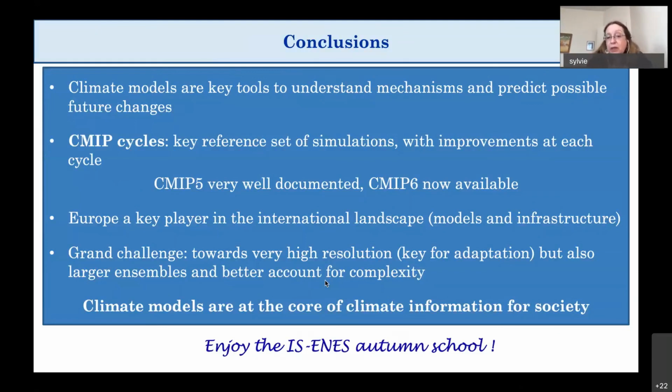So climate models are the core of the climate information for society, and we think it's important that you, and we hope this autumn school will help you, better use the data from those reference simulations, and that you will enjoy this school.